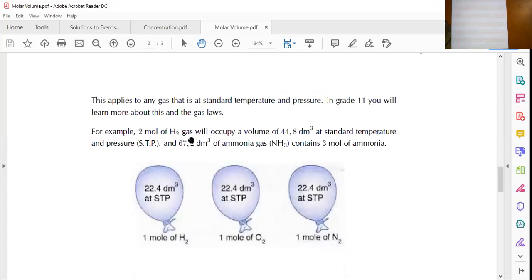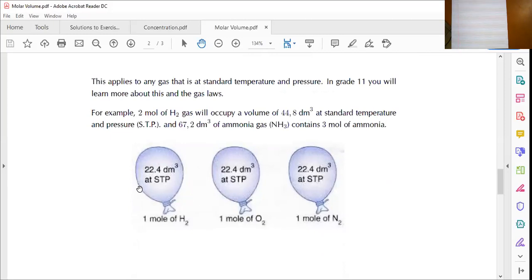For example, 2 moles of hydrogen gas will occupy a volume of 44.8 cubic decimeters at standard temperature and pressure. Basically, what are we saying here? We are saying all these substances, at STP, will occupy the same volume. Hydrogen, oxygen, nitrogen, same volume, because the conditions are the same. And they all have the same number of Avogadro's particles. But if I've got 2 moles, I have to double my volume.